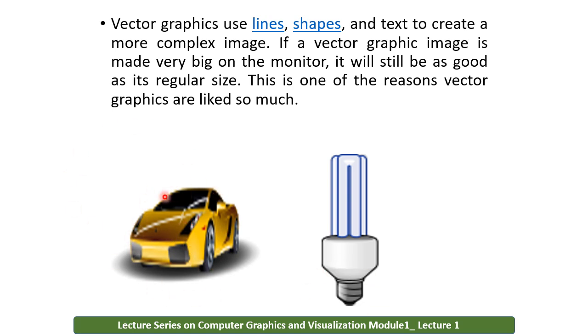So if a graphic or picture is drawn with the help of lines or shapes or some text, that type of graphics is what is called vector graphics. Vector indicates it is a line. So with the name of this type of graphics, we can easily remember that vector graphics are drawn with the help of lines and shapes.